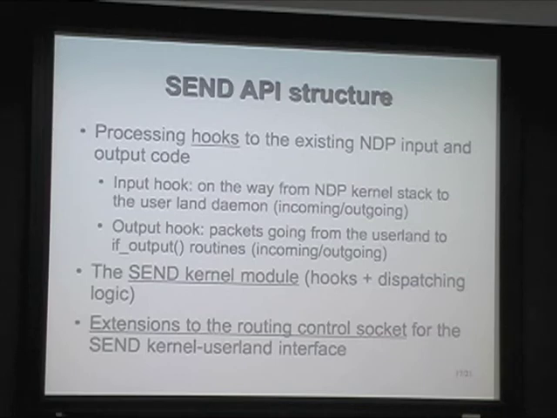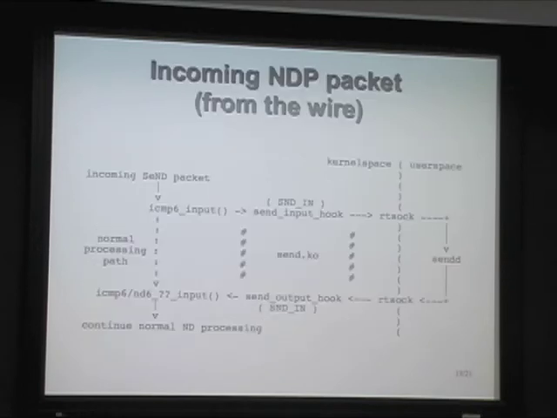Input hooks are placed on the way from the NDP kernel stack to the user and the daemon, no matter if the packet is incoming or outgoing. And the output hook goes the other way, from the user end to the output interface output functions, again no matter if the packet is incoming or outgoing. The actual code is in the SeND kernel module. So the SeND kernel module contains hooks and obviously dispatching logic. And what we needed also is additional code to be able to use the routing socket to send messages to user and back.